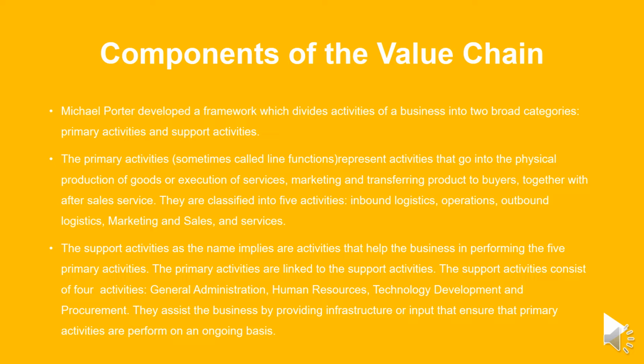The second component is the support activities. As the name itself implies, these activities basically help the primary activities. It helps the company in performing the primary activities. They have relationship or link with the primary activities. And they also help in providing infrastructures or input that help the primary activities to be performed on an ongoing basis by the business. The support activity can be subgrouped into 4 activities. We have the general administration, human resources, technology development, and procurement.